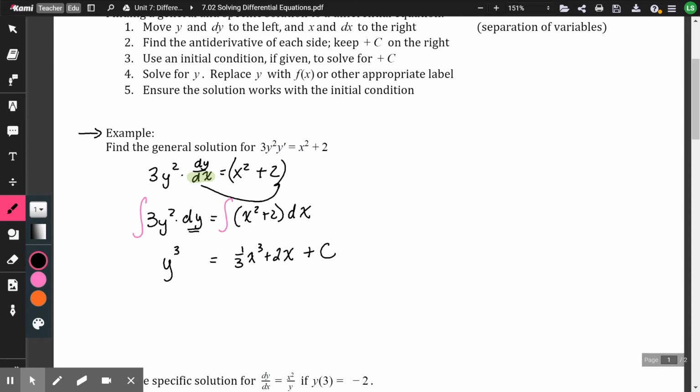So we're going to use our initial condition if it's given. In this case, we don't have an initial condition. We're just solving for the general solution. So we're going to skip step 3, and then we're going to solve for y.